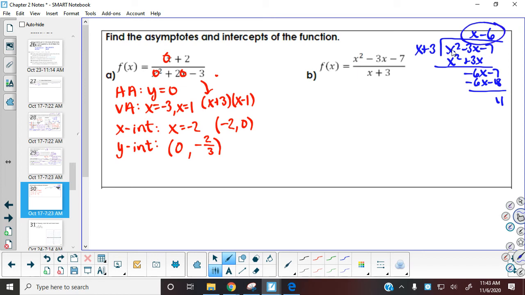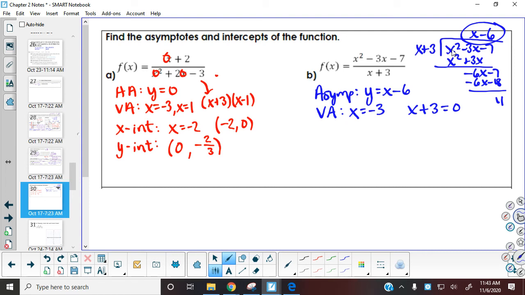Now, here's the thing. This is the part that matters. Again, if you look back at the other slide, it is going to be the quotient without your remainder. So that's the x minus 6 at the top. So the asymptote that we just found is going to be y equals x minus 6. Now my other asymptote is coming from the denominator. My vertical asymptote is when I set x plus 3 equal to 0 and solve. In this case, it's going to be x equals negative 3. Okay, so those are my two asymptotes.